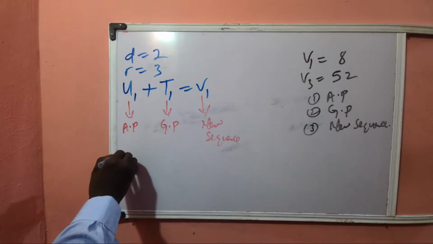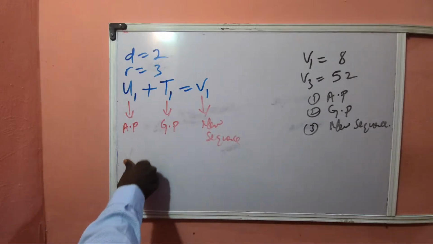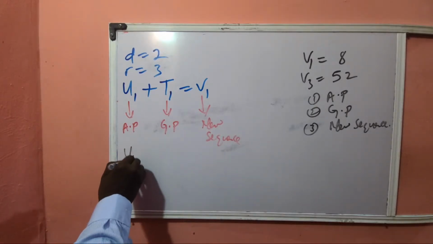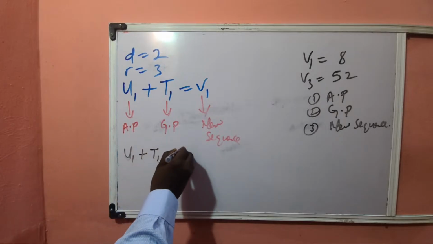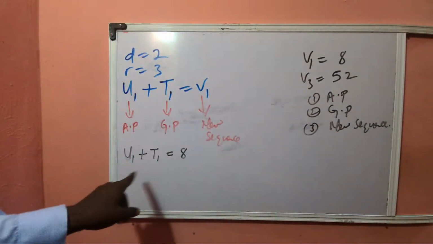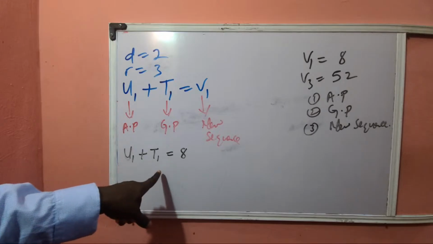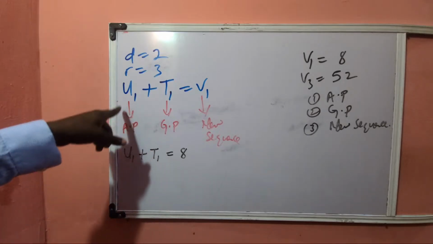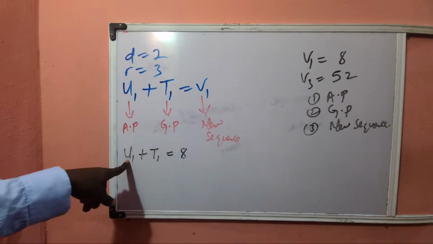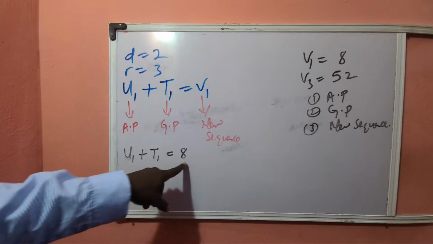That means I can go on to say U1 plus T1. U1 plus T1 is equal to 8, because obviously my V1 was 8. And don't forget, the first term of the new sequence is gotten by adding the corresponding terms of both sequences. That means AP and GP. So U1, don't forget, U represents AP and T represents GP. So when I added the two terms, I got 8. That's what they are saying.